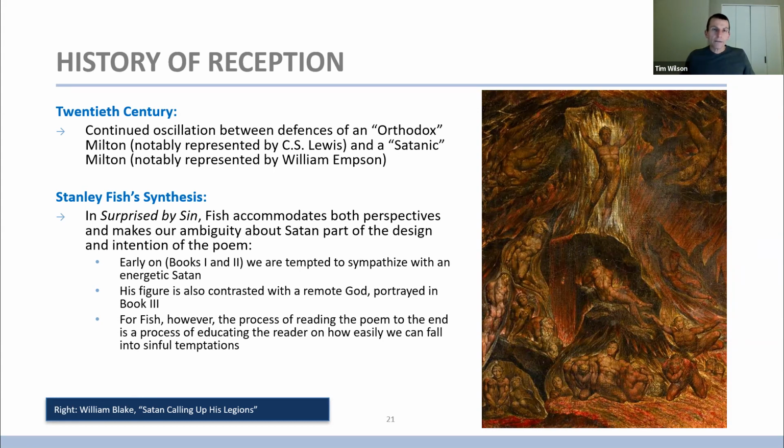So what I'm going to describe is largely a Fish kind of reading, an interpretation guided by Fish. There'll be other elements that I refer to that are not strictly in line with Fish, but generally this notion that we're tempted by Satan, and that's part of the design. We're tempted as readers to identify with Satan, but that's part of Milton's design to educate us as readers to see that temptation. So early on in books 1 and 2, we're tempted to sympathize with him, and then later on we see that temptation was hollow.